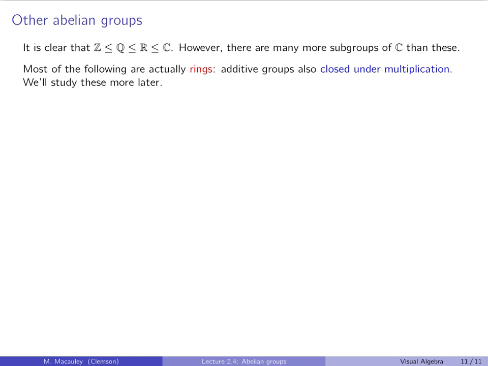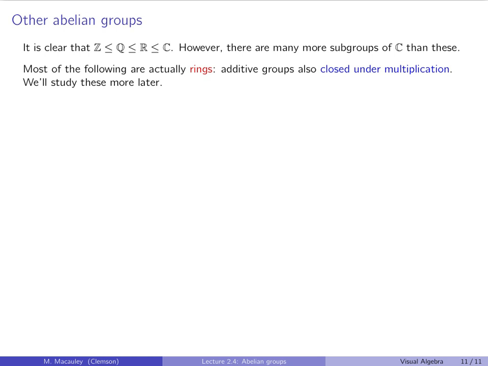Some of the following are actually rings, which are additive groups that are closed under multiplication. I'm not saying most because there's infinitely many of them, and most isn't really defined there. We'll study these more later, especially in Chapter 8, which is devoted to rings.